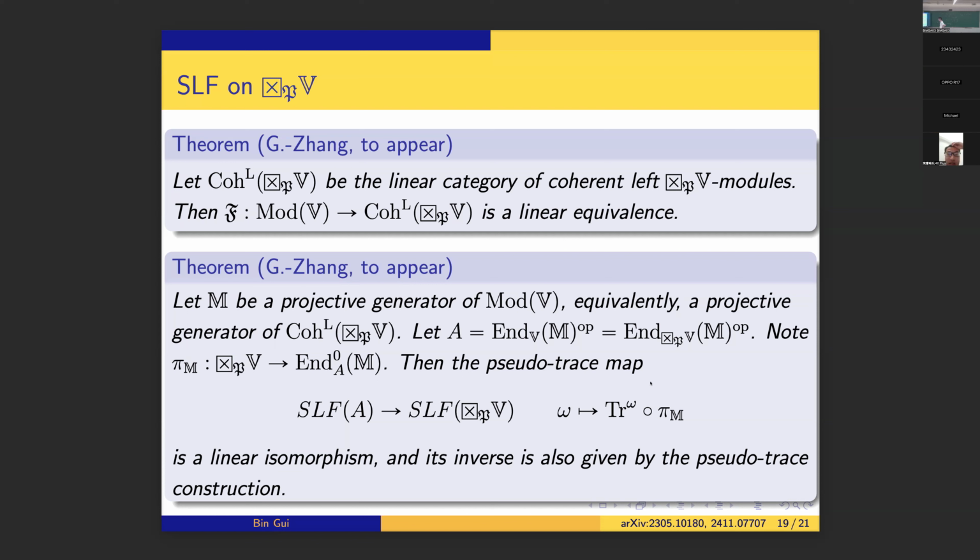And we also know that initially my pi M is a map from box tensor V to N0 of M, but we can also show that its range is inside the N_A0 of M, just by using the fact that A commutes with the vertex properties. We can show that the range of pi M is inside this N_A0 of M, and therefore we can use this pseudo-trace map. This pseudo-trace map originally sends a symmetric linear functional on the endomorphism algebra to a symmetric linear functional on the N_A0 of M, and then I can pull back to a symmetric linear functional on the box tensor V. We can show that this pseudo-trace map is a linear isomorphism by explicitly constructing its inverse. Its inverse is also given by a certain version of the pseudo-trace construction. So these two spaces are really equivalent vector spaces.